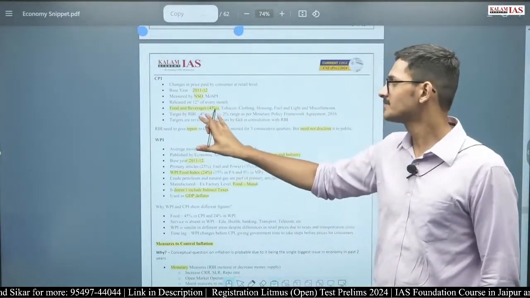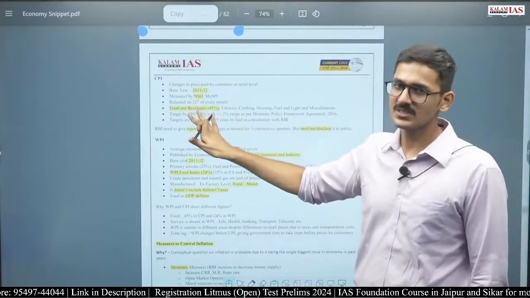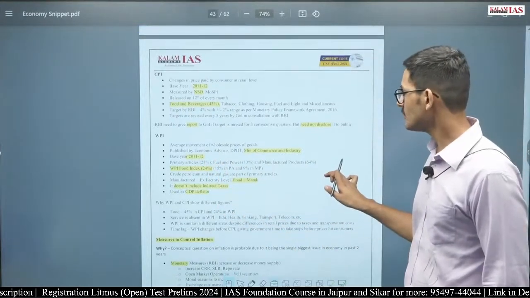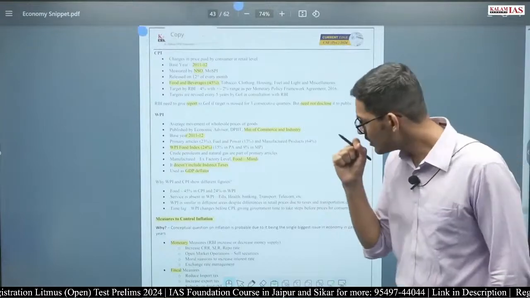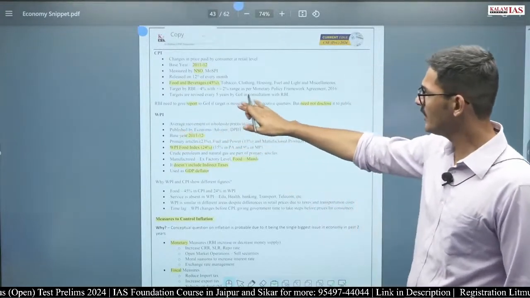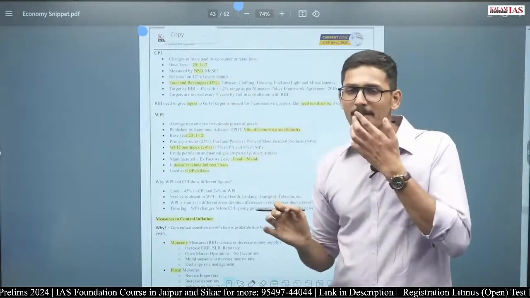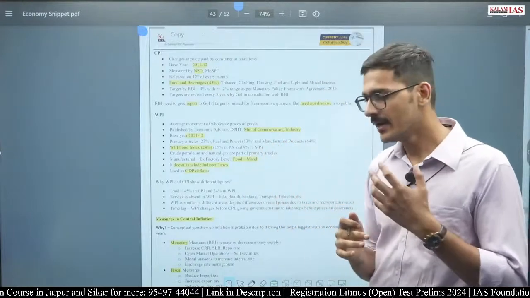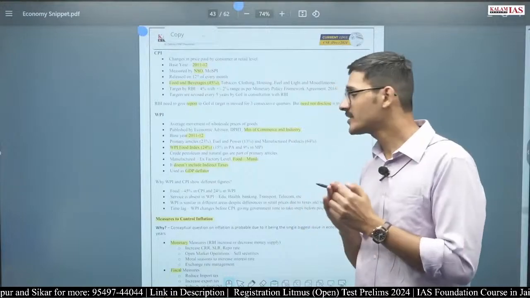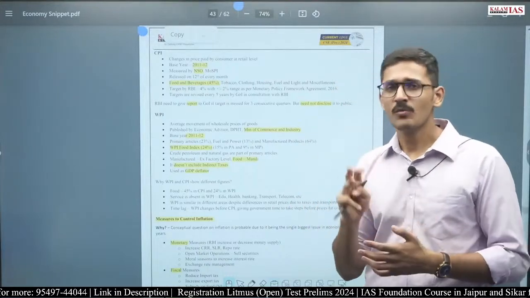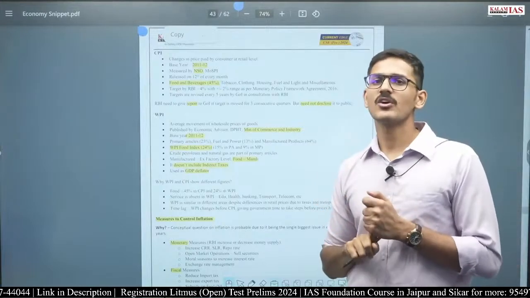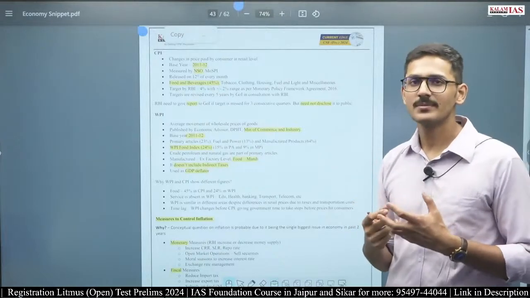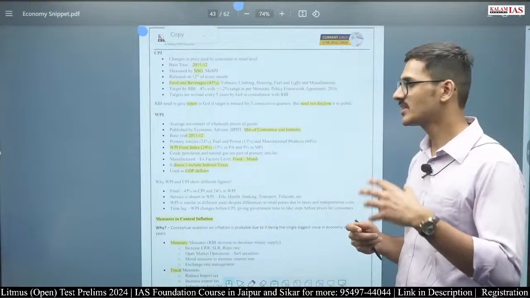The food and beverages have a weightage of 45% in CPI, whereas in WPI the weightage is 24%. Now RBI is given a target of 4% plus minus 2%, that is 2% to 6%, for the consumer price index. If the target is breached, for example inflation is more than 6% for 3 consecutive quarters, then the Reserve Bank of India has to submit a report to the Government of India explaining why it has happened and what steps the RBI is going to take to reduce and control inflation.